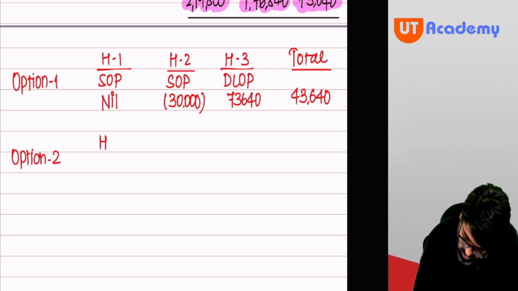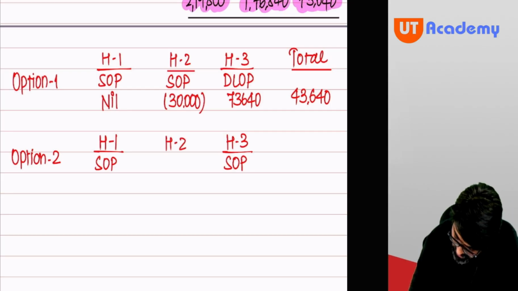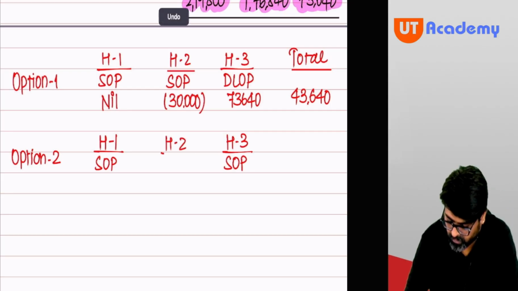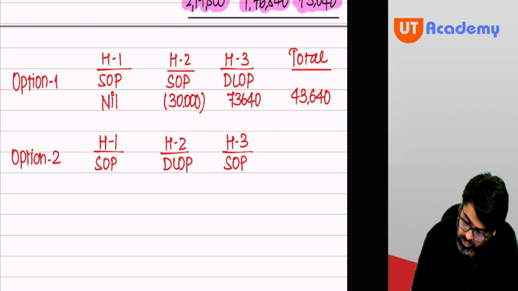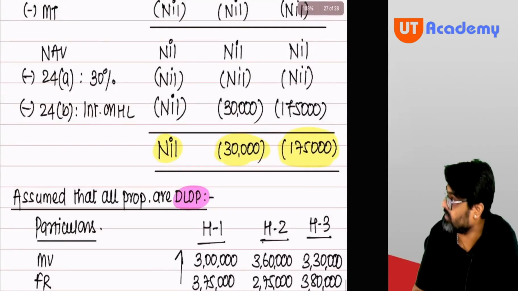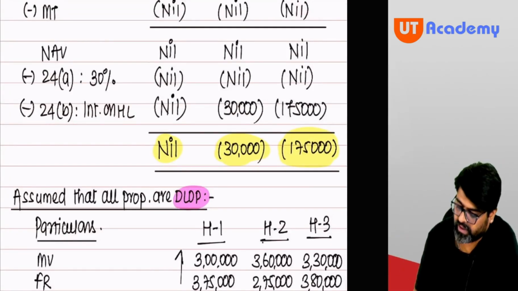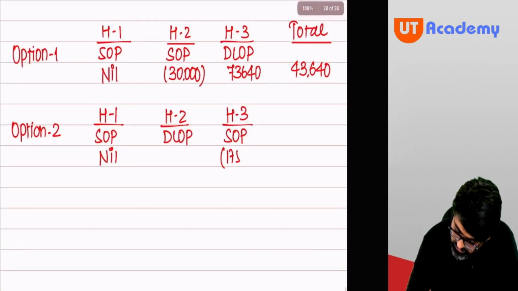In option number 2, H1 I will take SOP. H3 also I will take as SOP. Then H2 I will have to show as DLOP. Everyone, now tell me, if H1 is SOP, how much is the income? Nil. If H3 is SOP, please check. If H3 is SOP, how much is the income? Negative 1,75,000. So I will write down negative 1,75,000.